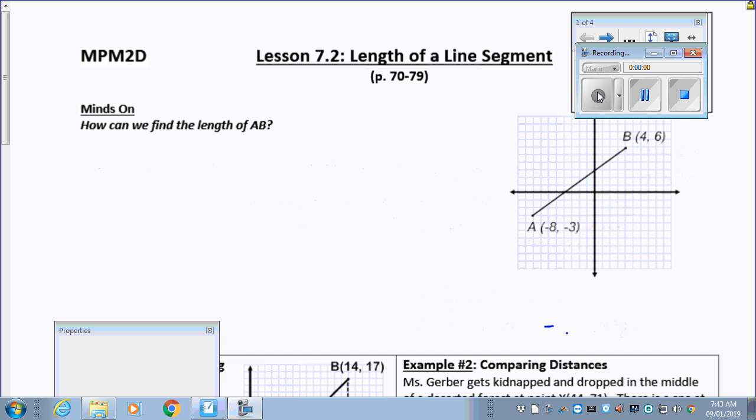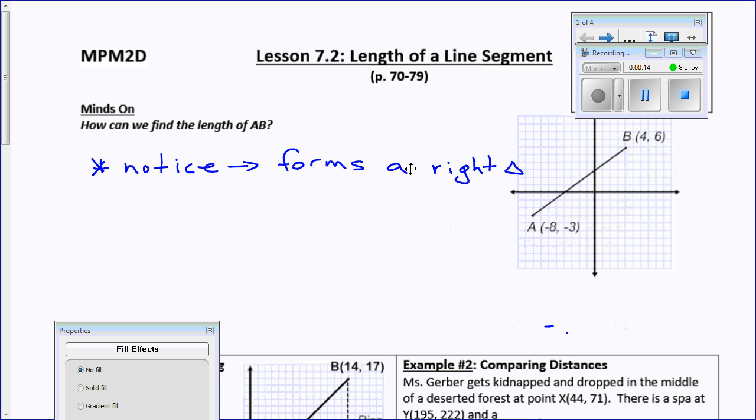Today we'll be studying the length of a line segment. A line segment is a defined set of points directly between two points. When we're trying to find the length of a line segment, you'll notice that this forms a right triangle. Now, if you think about it, you've got a triangle that looks something similar to this, with a right angle in the corner.